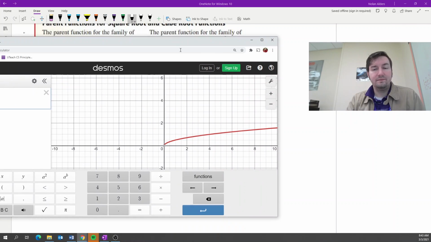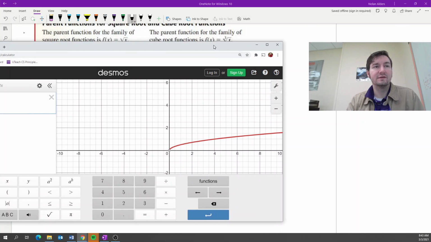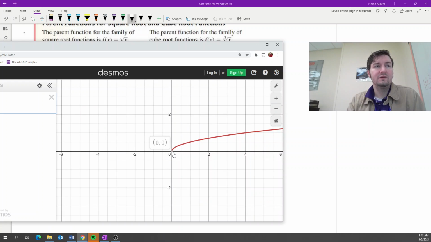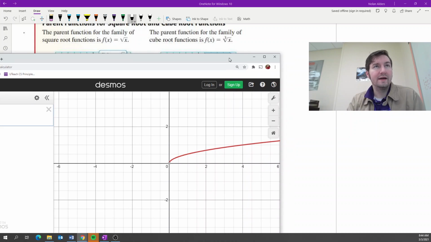Now, the problem does ask us to find the domain and range of this function. So we can see that the domain, the x values, start at 0 and move to the right. So our domain will be x is greater than 0. In our range, you can also see it starts at 0 and goes upward. So our range is also going to be y greater than 0. So domain x greater than 0, y greater than 0.